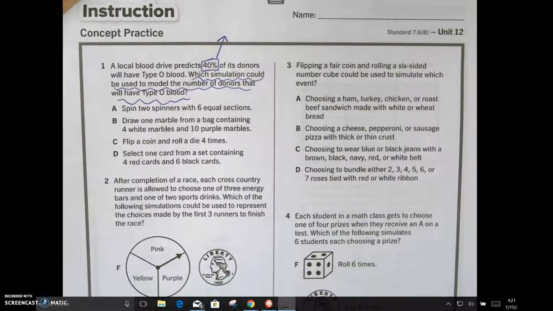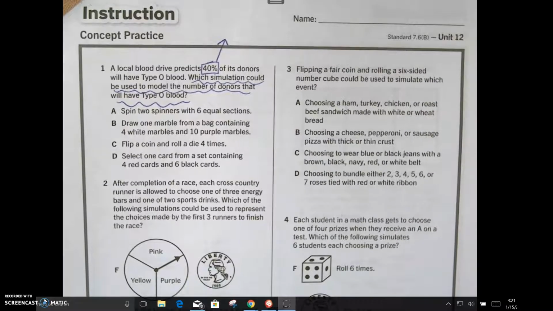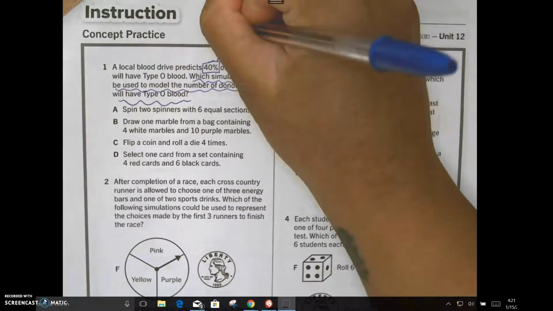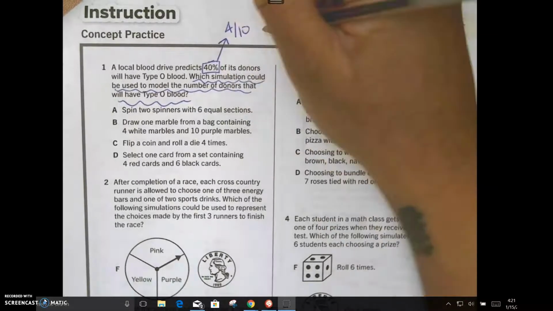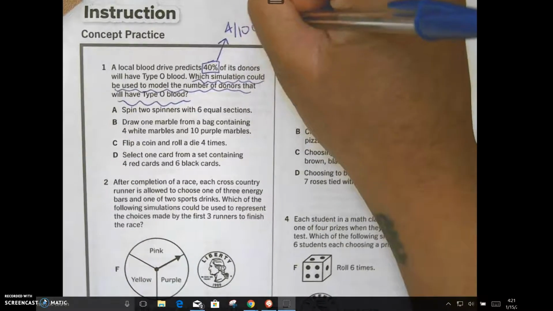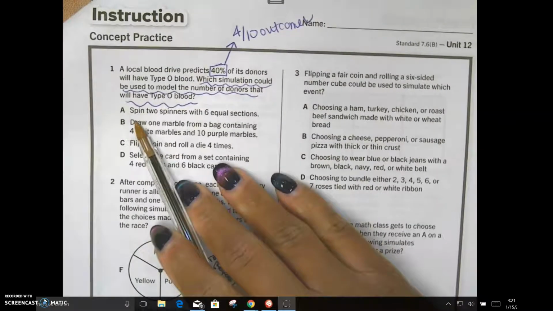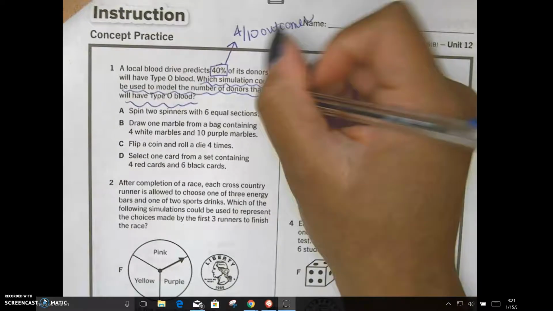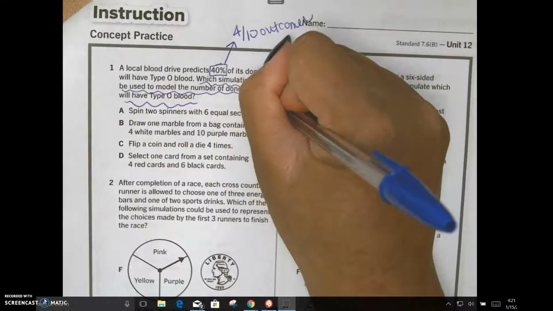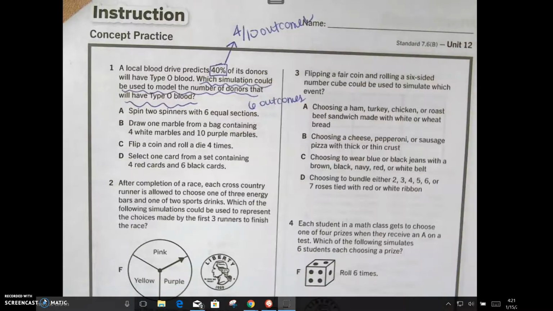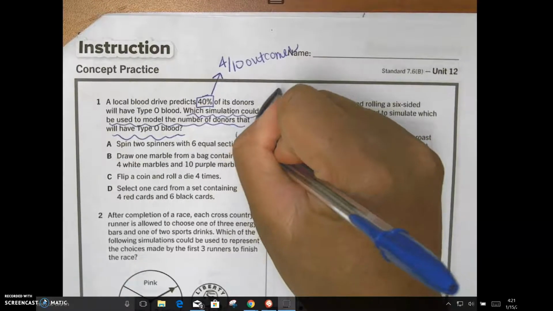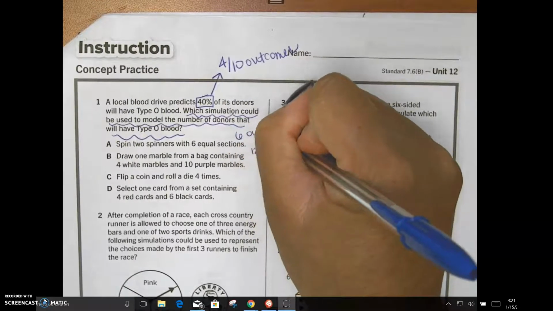Looking back at this question where it talks about a local blood drive predicting 40% of its donors having type O blood, 40% is 4 out of 10. So my total number of outcomes here is 10 outcomes. If I'm looking at the 2 spinners with 6 equal sections, I either have 6 outcomes or 12 outcomes if I combine them.